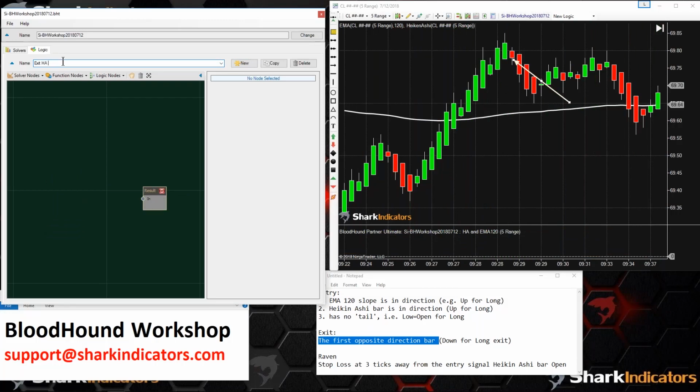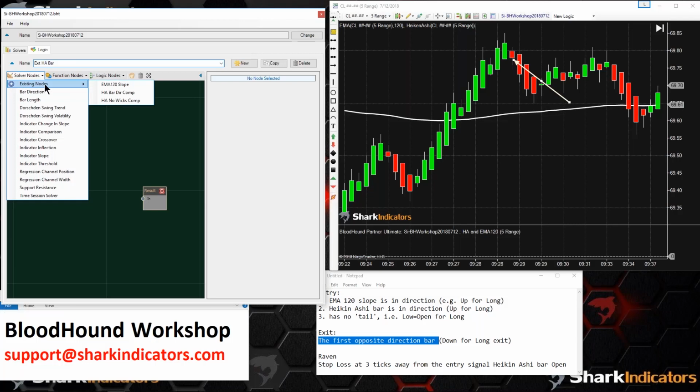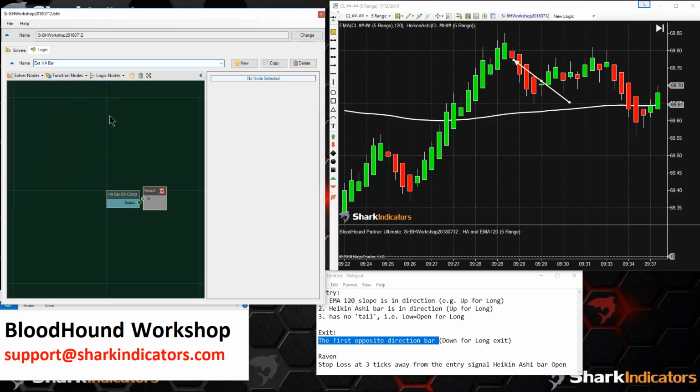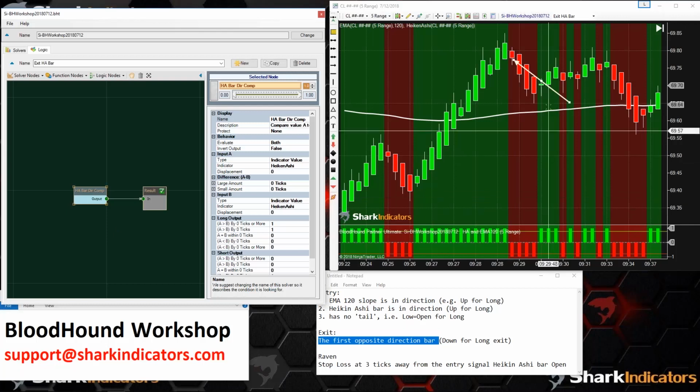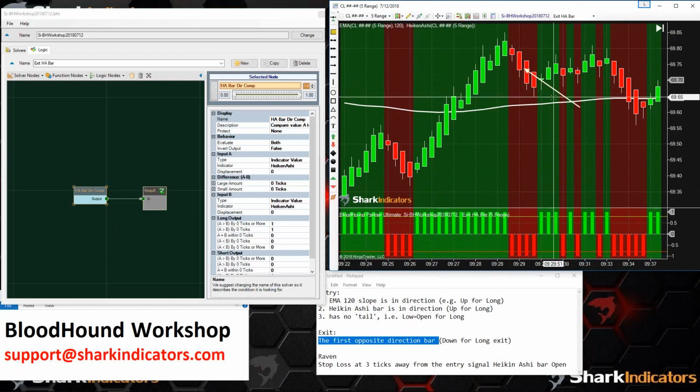So we're going to exit on the Heiken Ashi bar. And so what do we need for that? Well, remember we have an existing solver node here that's looking at the Heiken Ashi bar direction. So we can just grab that solver that's already built, plug it in, and there we go. And that's your exit signals. So it's okay to have multiple exit signals.